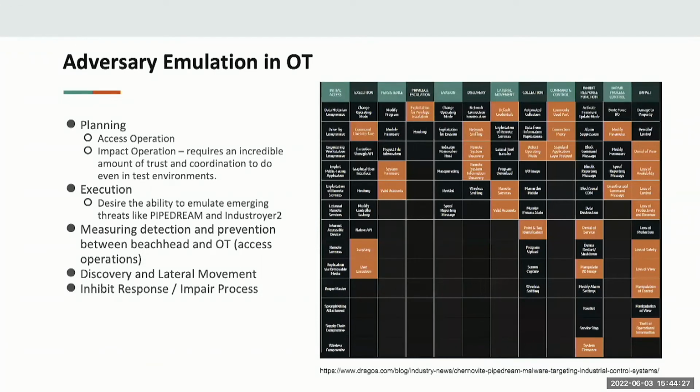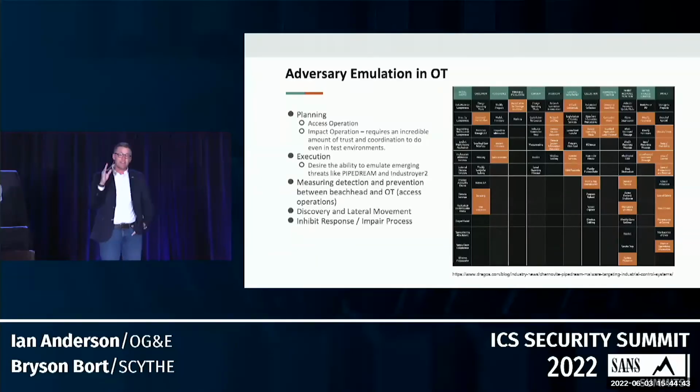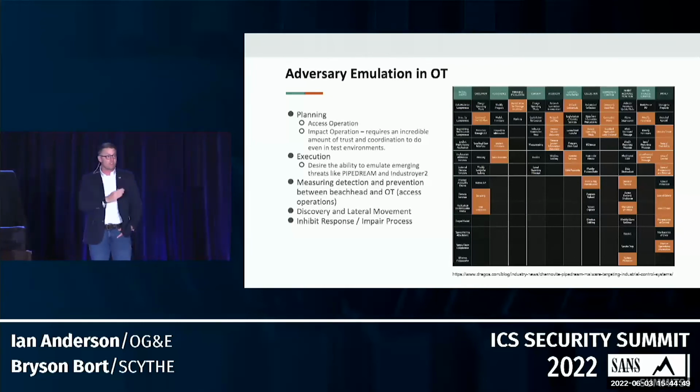So from a planning perspective, the access operation is kind of a rinse and repeat of what we've already been doing. Now, the closer you get down to your sensors and the PLCs and things like that, the more planning is required and the more partnerships required. Again, this is where that decade of partnership that we've all been working on with our asset owners and our stakeholders, this is where all that stuff starts to pay off.